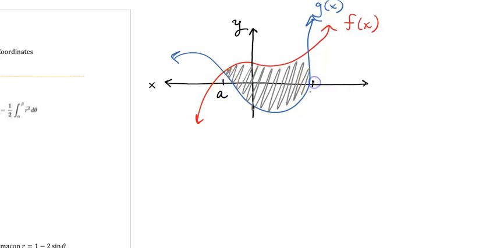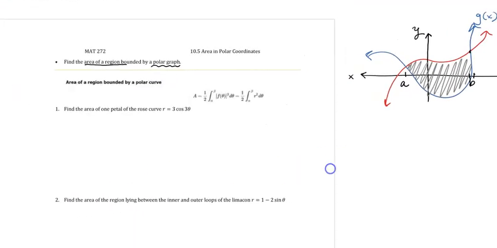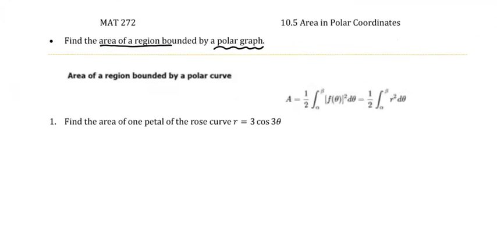We know that we would integrate from a to b, the x values that bound that region, and we would take the difference of those functions on the inside of the integral. Now that we have studied a little bit more in our previous lesson about polar functions, we're going to be finding the area in polar graphs.